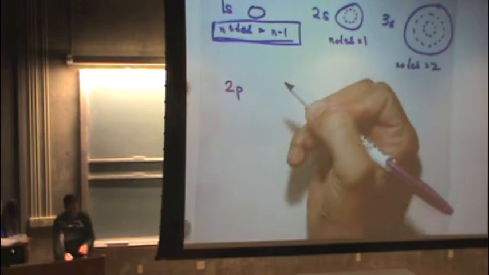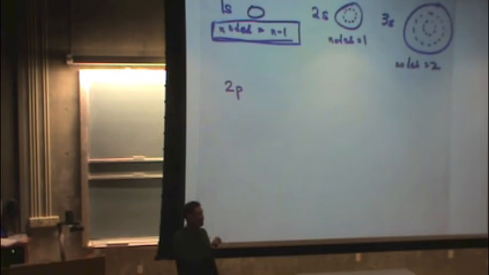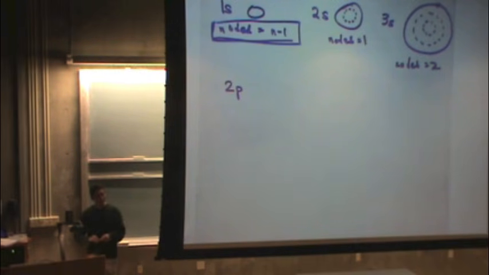Let's draw the 2p's first. For any given s orbital, for a given n, so for example, 1s, how many 1s orbitals are there? Just 1. Okay, so there's 1 2s orbital, and there's 1 3s orbital, etc. Why? Does anybody remember why that's true? What quantum number tells you the number of orbitals? Not L, m sub L, yeah.